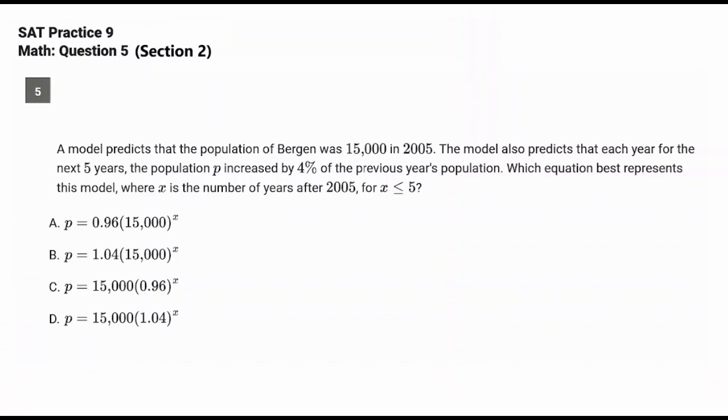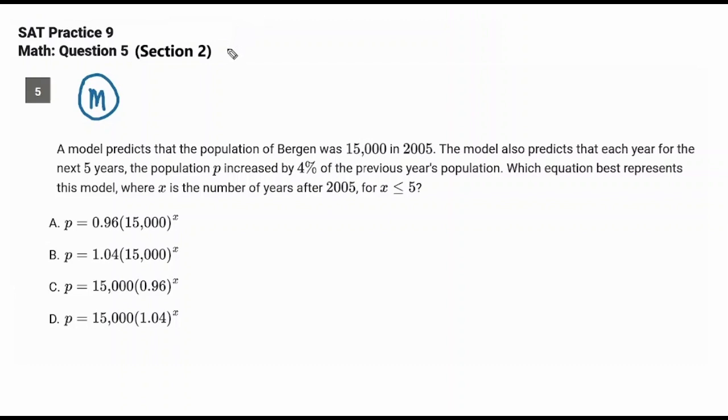We're on SAT Practice Test 9, Math Section 2, Question 5. What's the level of difficulty here? It's medium. It's a long, boring story. A model predicts that the population of Bergen was 15,000 in 2005. The model also predicts that each year for the next 5 years, the population P increased by 4% of the previous year's population. Which equation best represents this model where x is the number of years after 2005 and x is less than or equal to 5?